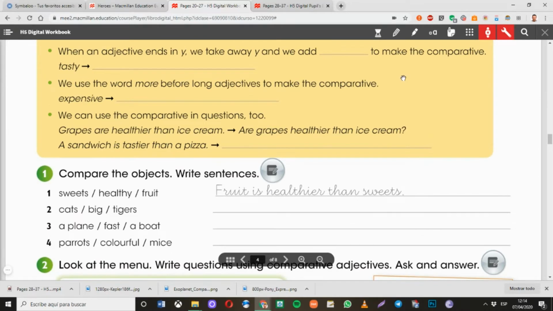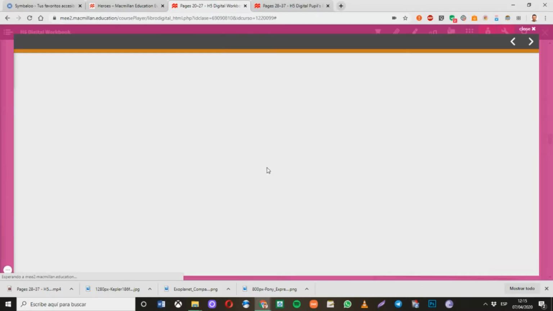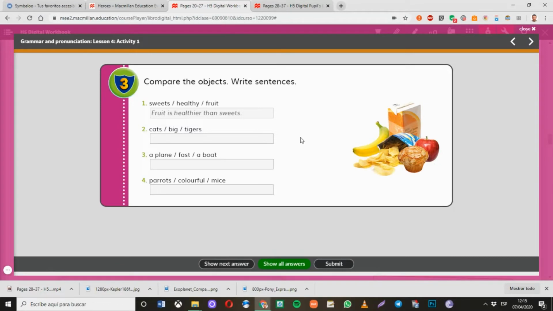Activity 1. Compare the objects and write sentences. We have to do sentences like in example number 1. We have 3 words: sweets, healthy, fruit. The first word and the last word are nouns, and the central word, the second one, is an adjective. With these 3 words, we have sentences like that: Fruit is healthier than sweets. La fruta es más sana, más saludable que las chuches. We are going to do similar sentences, of course changing the words.